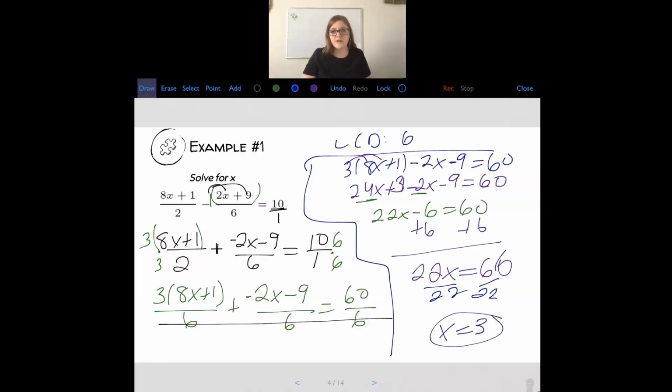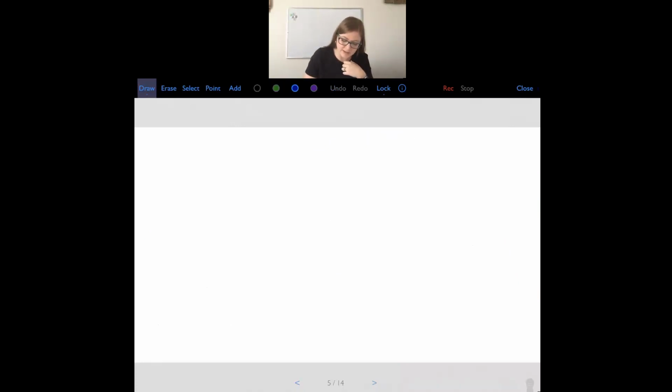Okay, so as I mentioned, the problems aren't necessarily getting harder. They're getting a little bit longer. There's some extra steps in dealing with the fractions, but it went to an equation that we already knew how to solve. Okay, so let's talk about example 2, solve for x.